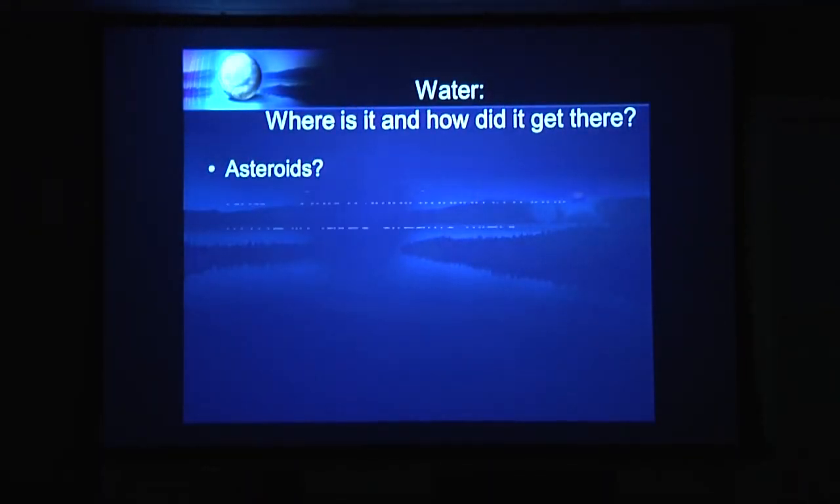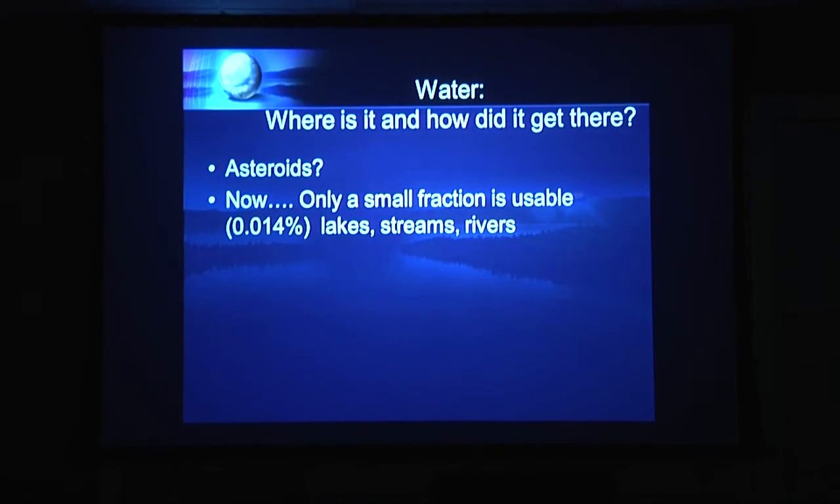So where is water and how did it get here? Well, some people think that the water on our planet came very early in our planet's beginning stages, when there were tons of asteroids floating around and impacting the Earth. That's one proposal of how so much water got on Earth.